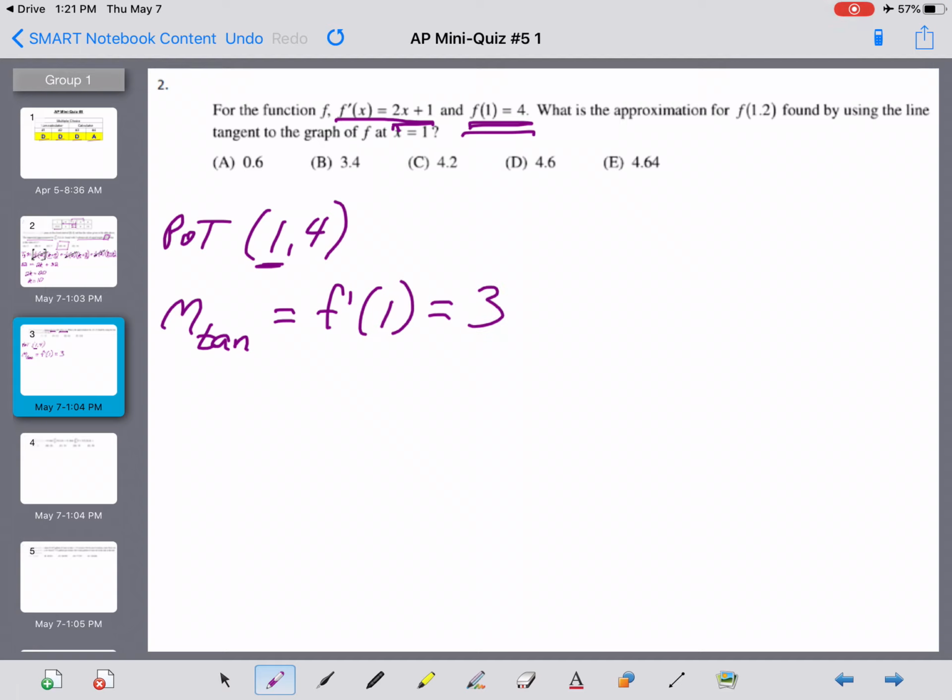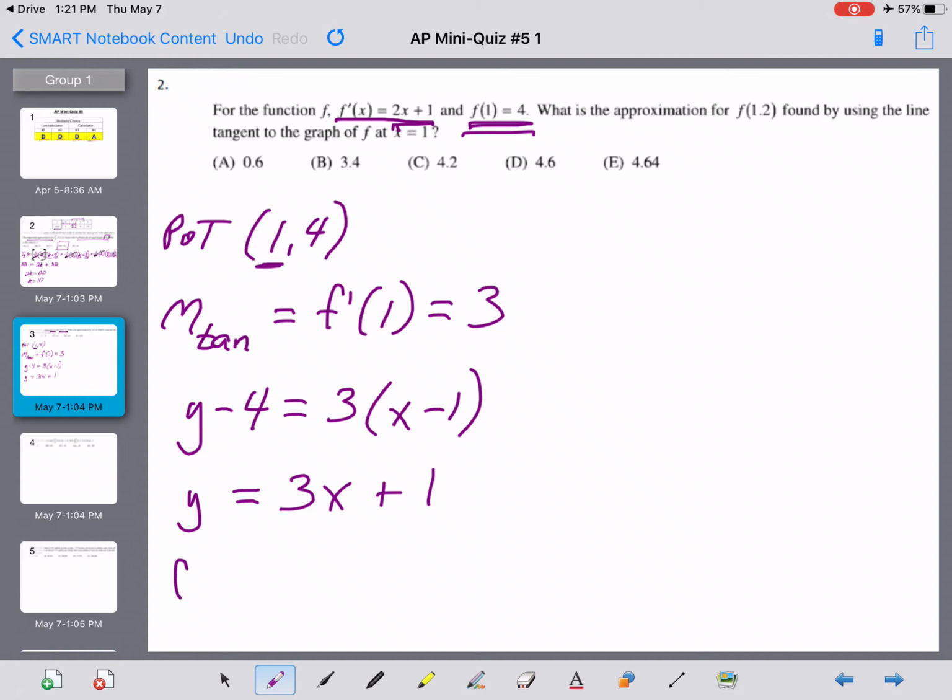So now we know our point of tangency, we know the slope of our tangent, and we're going to write the equation of that tangent line. It's going to be y minus 4 equals our slope of 3 times x minus 1. And usually then we like to solve that for y. And that's going to give us, this isn't too hard to do by hand here, the 3 times x is going to be a 3x, would have been a minus 3, but we'd add that 4 to it, and we get y equals 3x plus 1 now for the equation of the tangent line. And they want an approximation for f of 1.2.